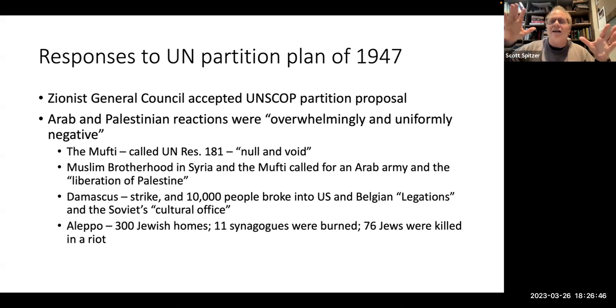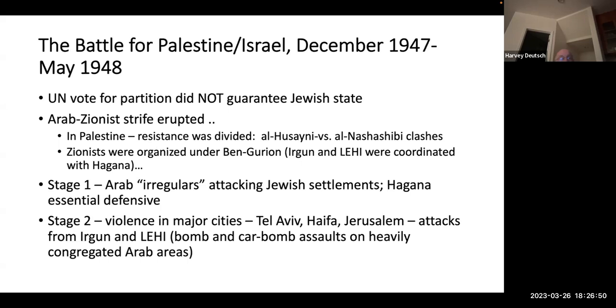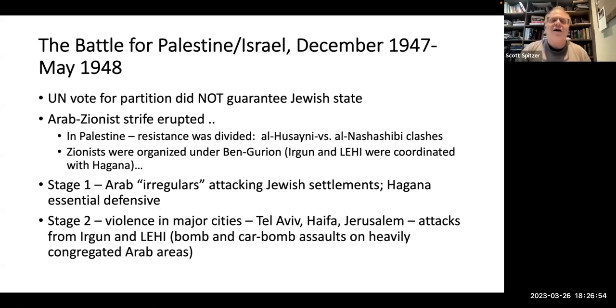This is just the UN doing this, right? Mm-hmm. That didn't guarantee a Jewish state. Al-Husseini and the Shishibi said, let's take it. Al-Husseini says, no, let's not take it. Ben Gurion coordinates, moves with Irgun and Lehi, and they agree to accept it.